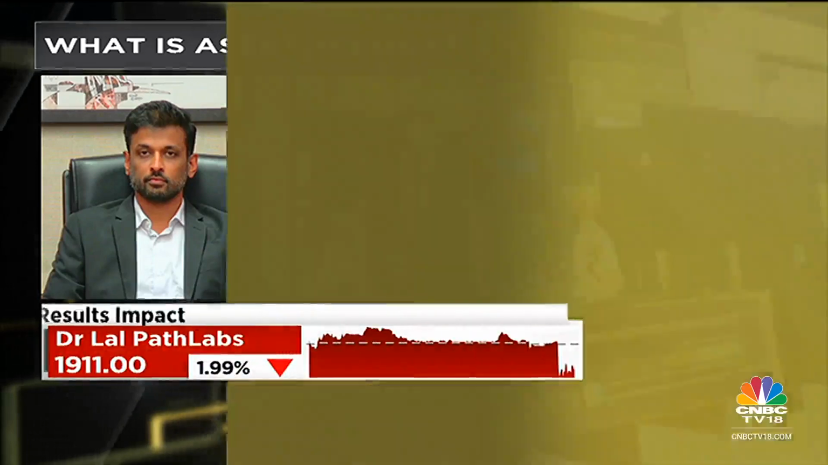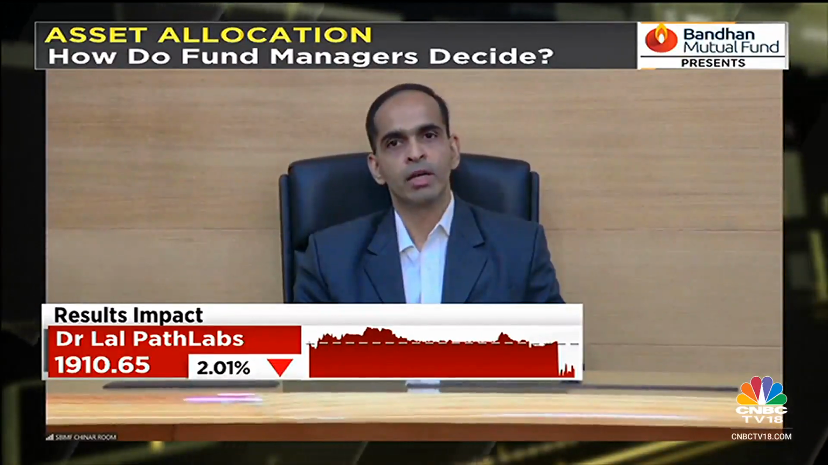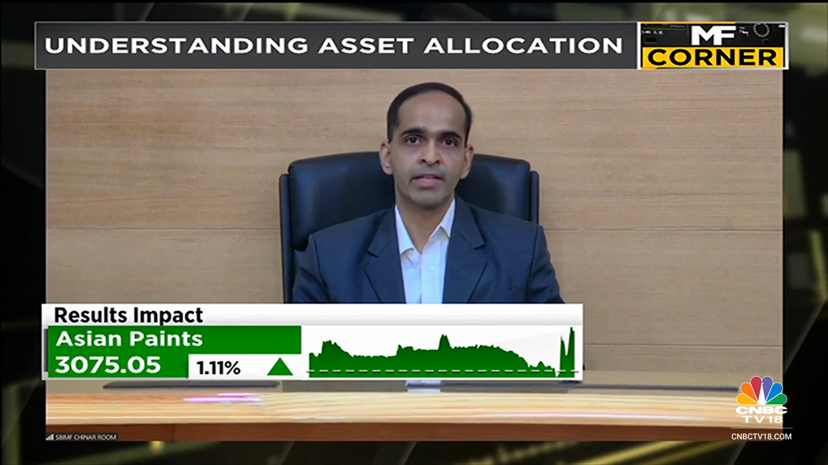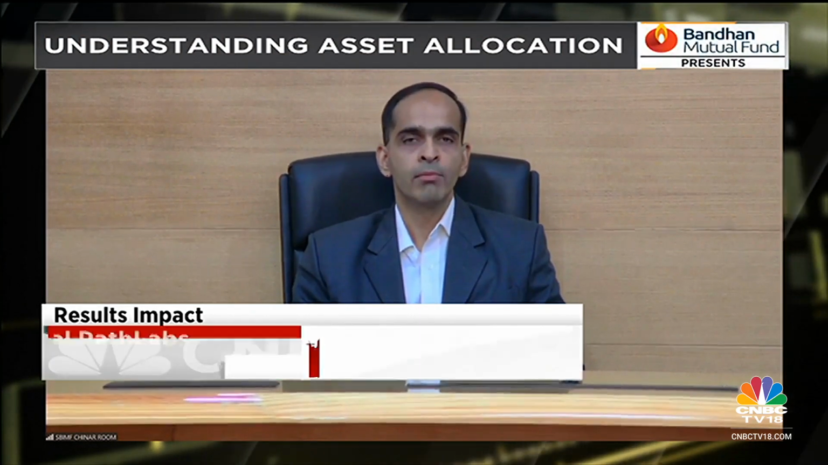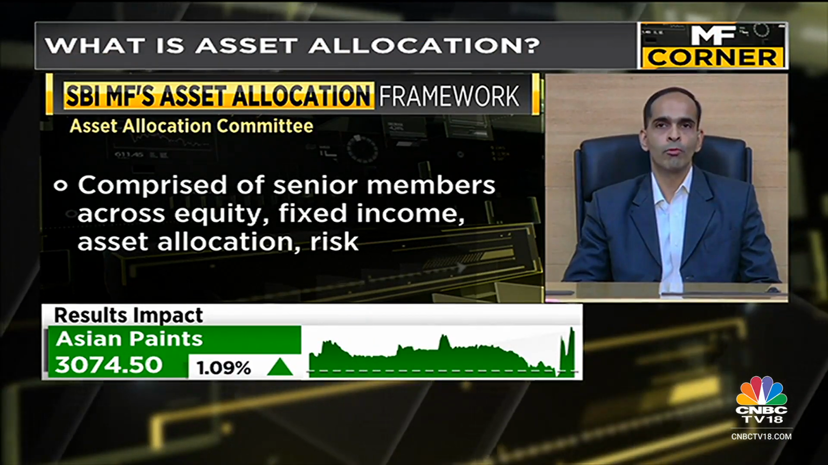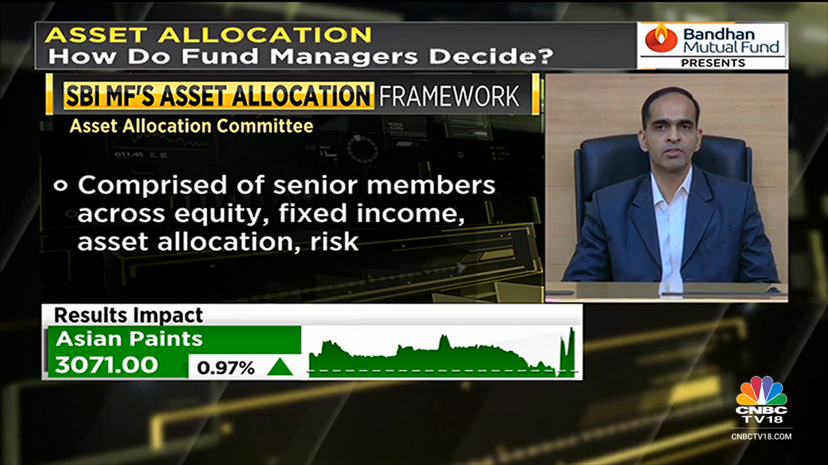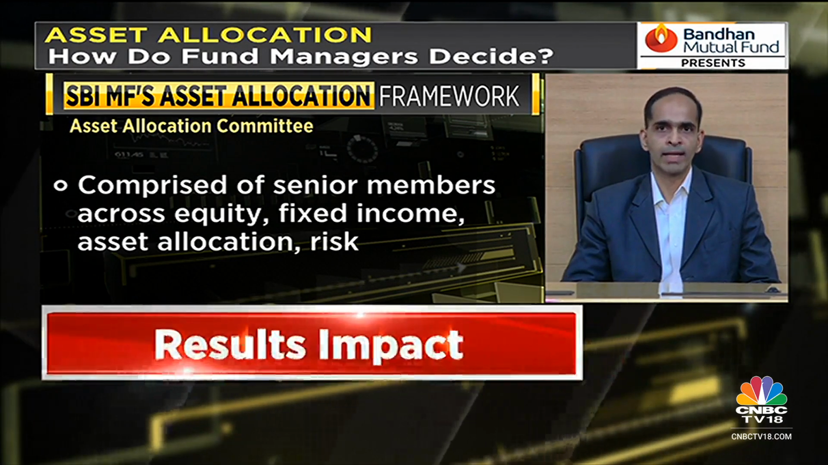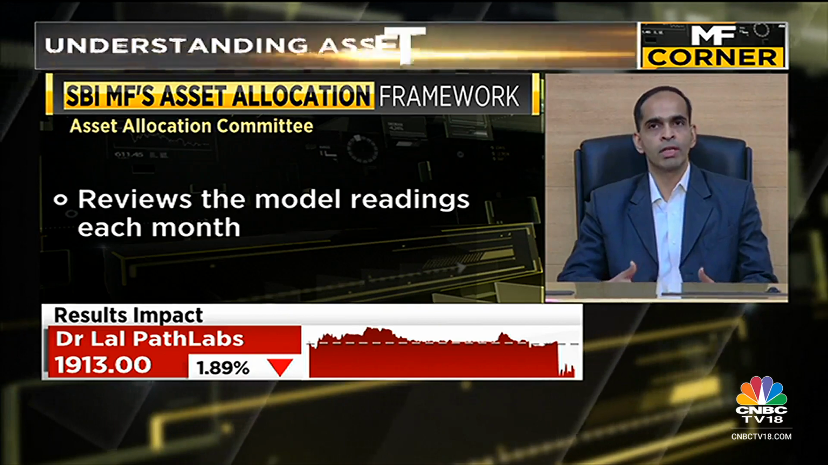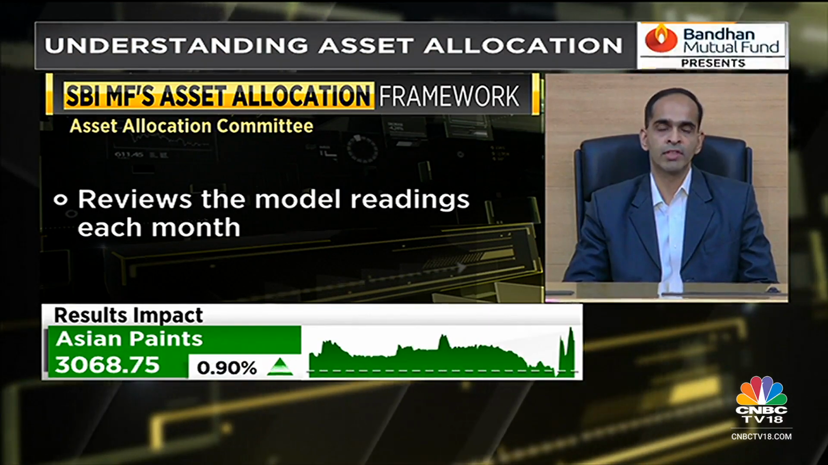Right. So as I said, normally what happens is at the beginning of each month, we have an asset allocation committee meeting. This meeting is comprised of senior members of the team across equity, fixed income, asset allocation, risk, etc. And this team reviews the readings and tries to see whether there are any other macro factors that we are not thinking about from a framework perspective. And so it's actually a pretty nice in-depth discussion where we think about both global markets as well as local markets. And then finally, we essentially come out with a recommended allocation to each of these asset classes.